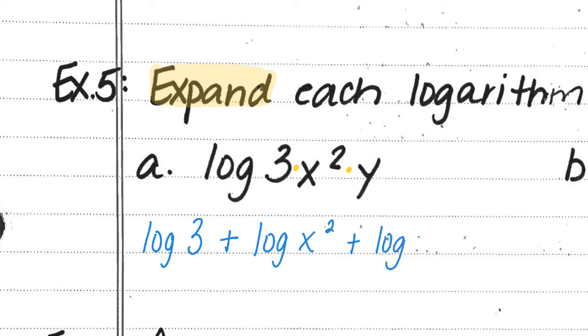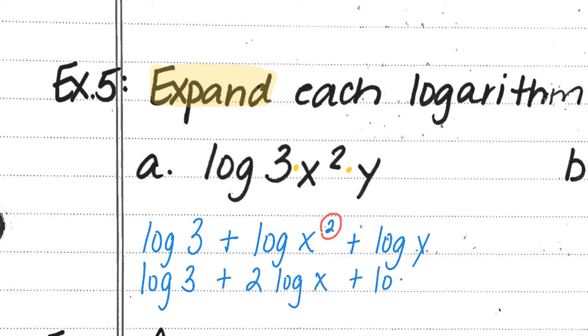And notice that I have to write the log every time. So if it was a log base 3, I would have to write that every time. Now, the only thing that I need to take notice of is that 2 in the front. That 2 in the front needs to fly to the front. So my final answer is log 3 plus 2 times log of x plus log of y.